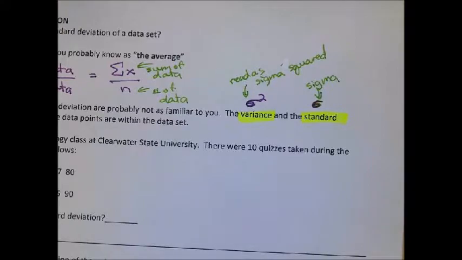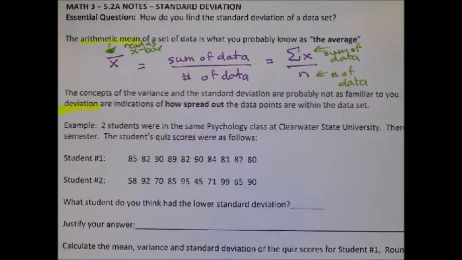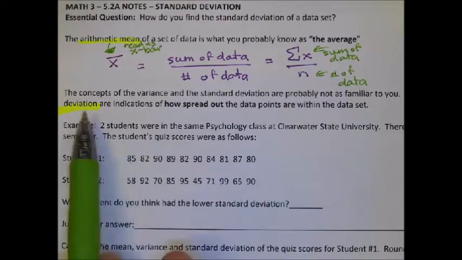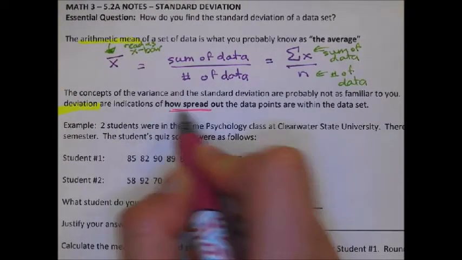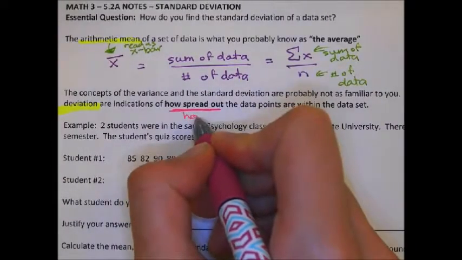All right, let's go ahead and do an example so we see how we find this. The key thing is that they tell us how spread out the data points are. So how far away are the numbers from each other?